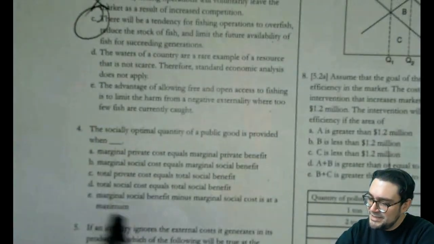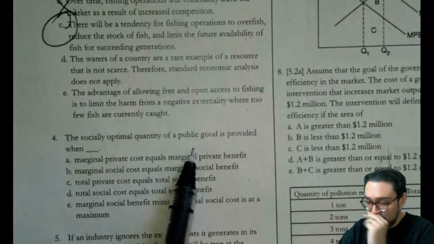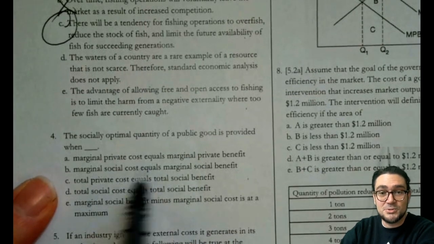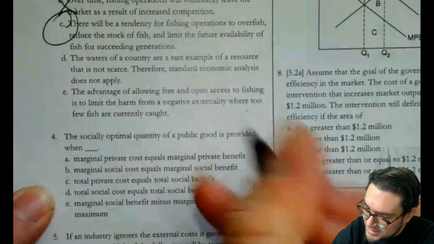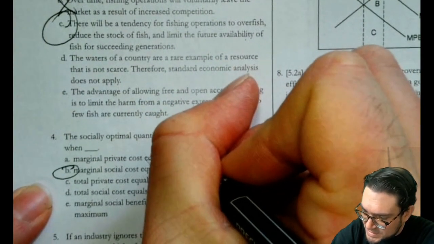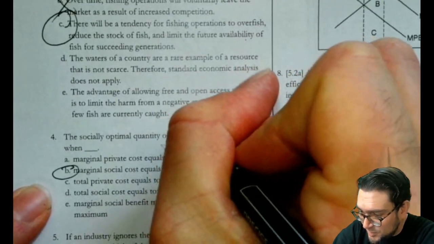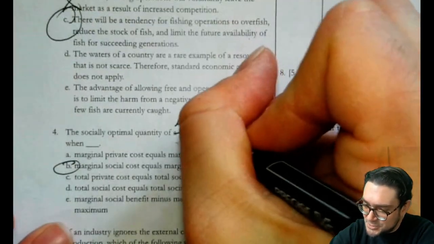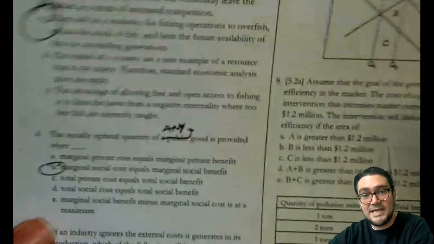That's so goofy. 4, the socially optimal quantity of a public good is provided when the marginal social cost equals marginal social benefit. So that's true of all goods. So B, we could just say of any good, like any of them that is true. It doesn't have to be a public good. It could just be any of them.